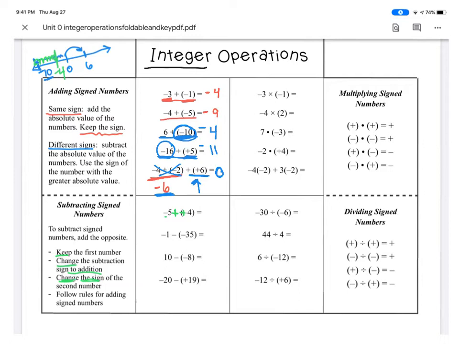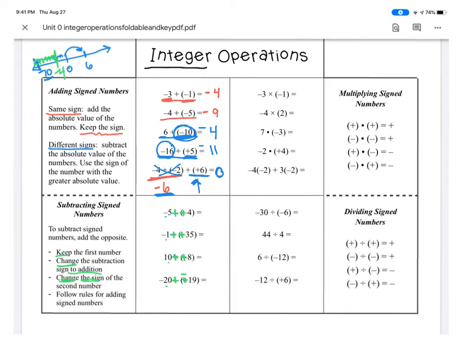My second problem, keep the first number the same. Subtraction becomes addition. This becomes a positive. First number stays the same. Subtraction becomes addition. Negative becomes positive. First number stays the same. I keep it, I change it to addition, and my positive, I change to a negative.